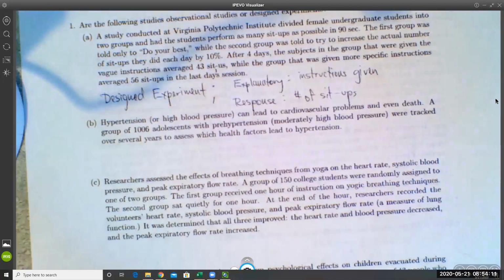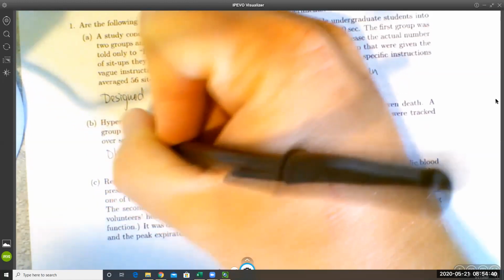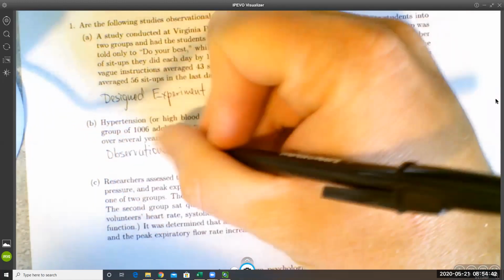It says, hypertension or high blood pressure can lead to cardiovascular problems and even death. A group of 1,006 adolescents with pre-hypertension, which is moderately high blood pressure, were tracked over several years to assess which health factors led to hypertension. Okay, so this one is an observational study. Right? It's an observational study.